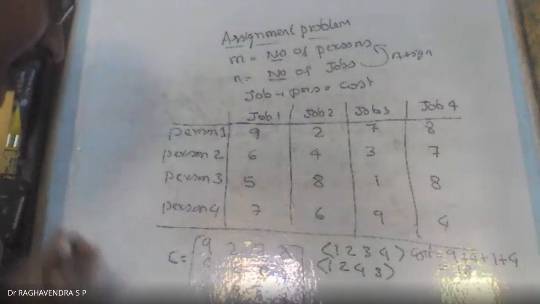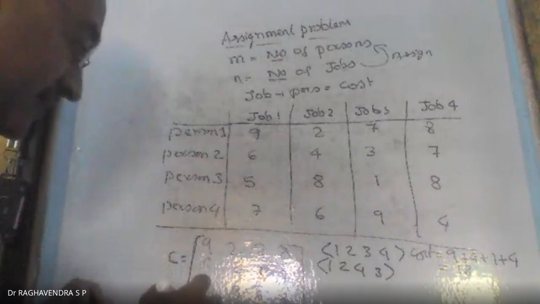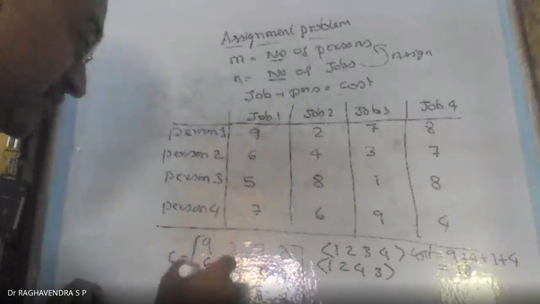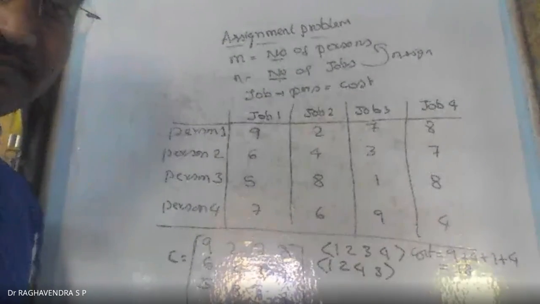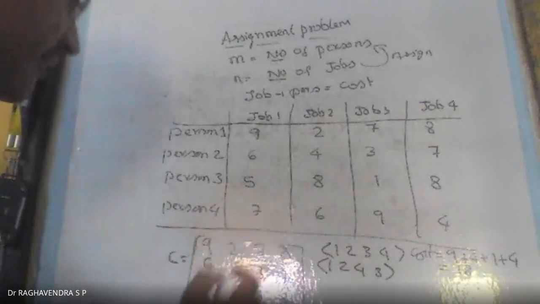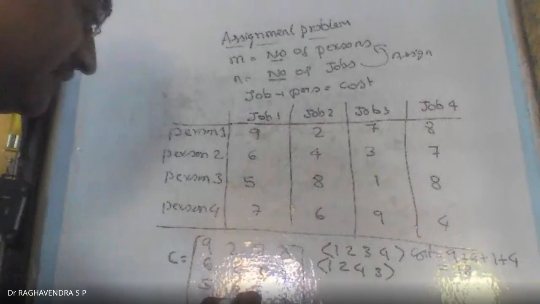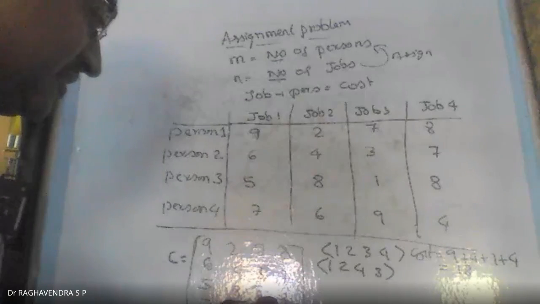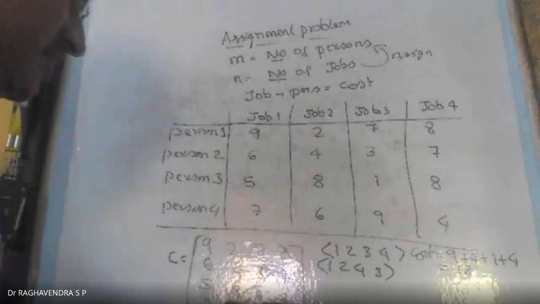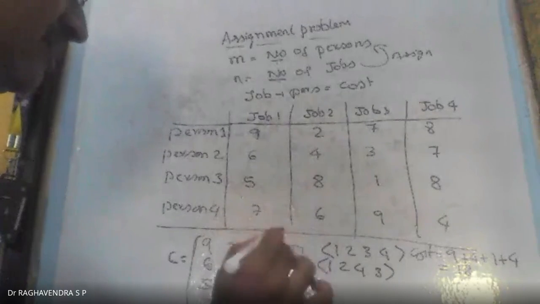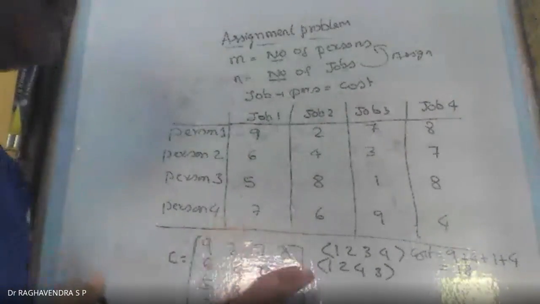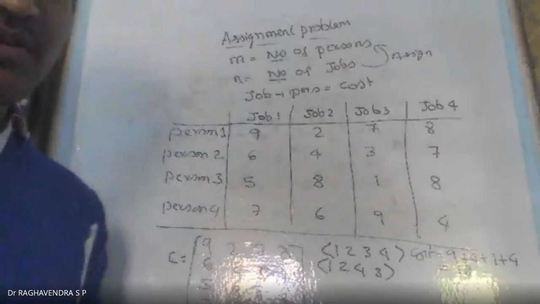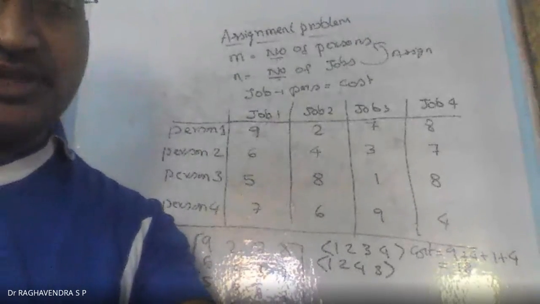Now if you write the same thing in a matrix format, 9, 6, 5, then we have 7 over here. This is 6. This is 9 and 4. Okay. So this is the matrix format of representation of the assignment problem. Now the first combination we have taken is 1, 2, 3, 4.